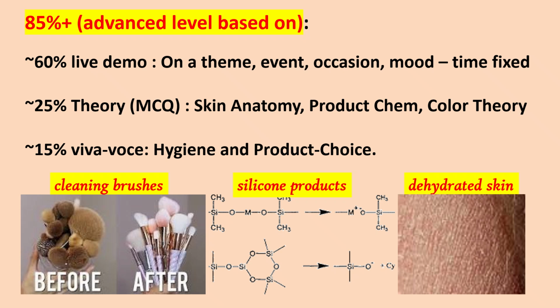25% theory on skin anatomy, the different layers of skin, epidermis, dermis, oil glands, sweat glands, types of skin, dry, normal, oily, then freckles, excess melanin, less melanin. So, skin anatomy, product chemistry. Why do you use silicone products? Why do you use aloe vera? So, product chemistry and color theory, the color wheel, the primary color, the complementary color, and 15% oral on hygiene.